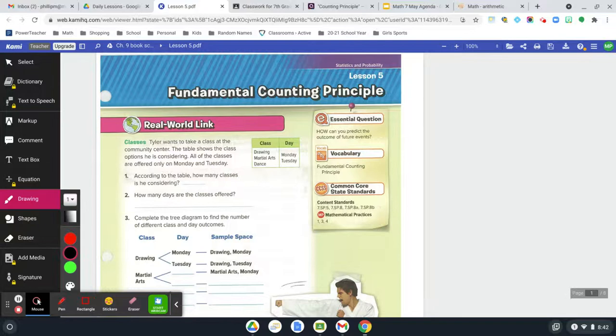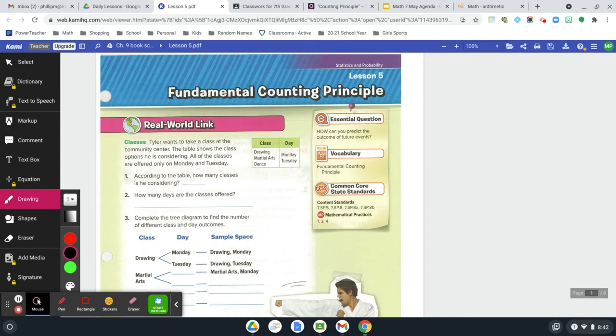Alrighty, lastly, video number 3, we're going to start looking at counting principle, fundamental counting principle in lesson 5 on page 757. For this lesson, you could possibly need a calculator, so you can have that out at this point. And so let's get going here on this first introduction page.